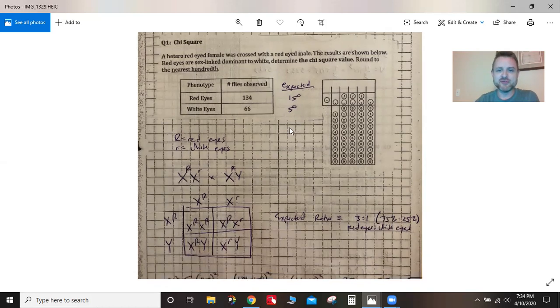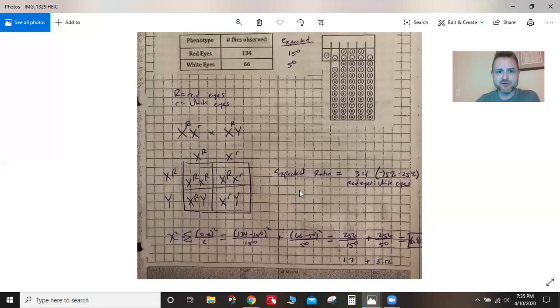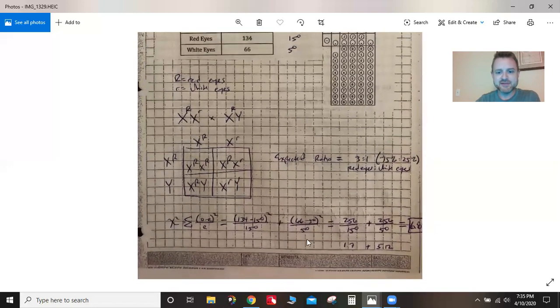Now the chi-square formula, and just remember, this is on the AP exam. This is the chi-square symbol. It's the sum of observed minus expected, squared, over the expected. You do that for each choice. Here you do it twice because there's red and there's white. Here I did the math for the red-eyed, and here I did the math for the white-eyed.